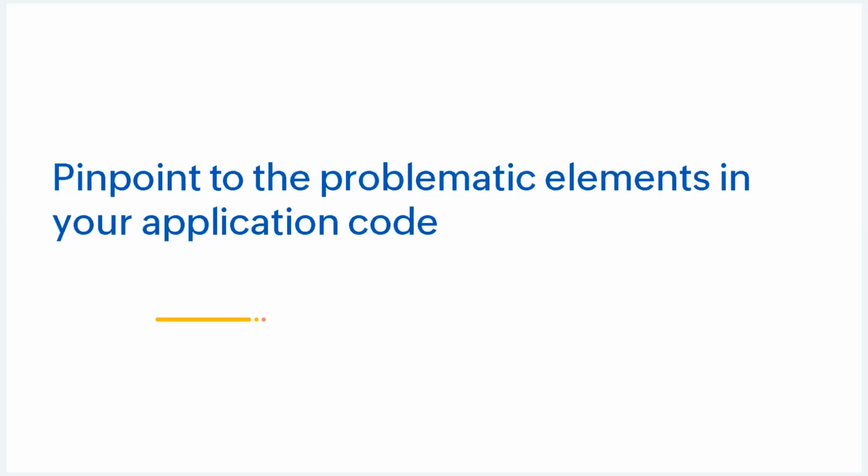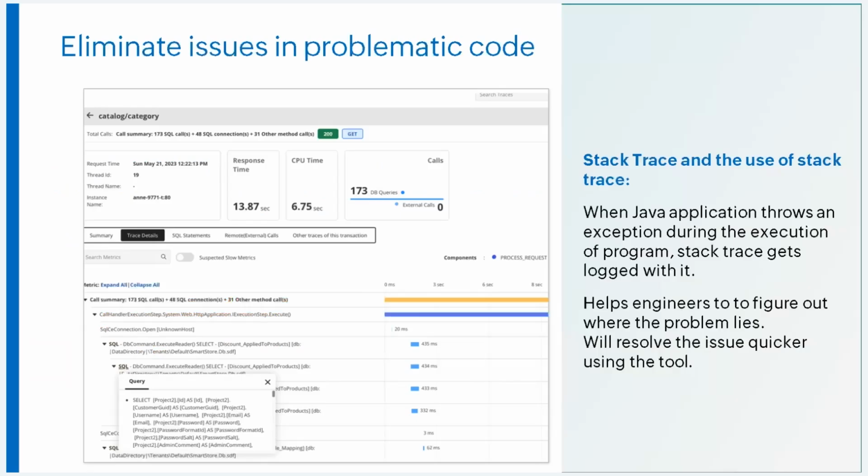Pinpoint the problematic elements in your application code. Let us see the need for eliminating the issues in problematic code. As you are aware, stack trace represents the movement of an application during execution of a program. When the Java application throws an exception, the stack trace gets logged within it. By enabling the stack trace provided by the APM Insight, the developers can pinpoint the exact line of the code and the sequence of the function calls leading to the issue.